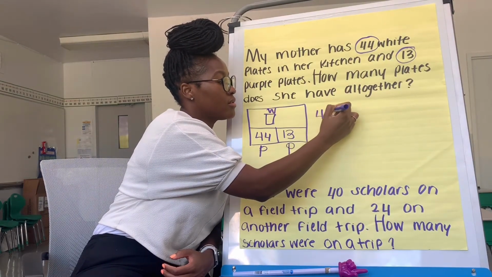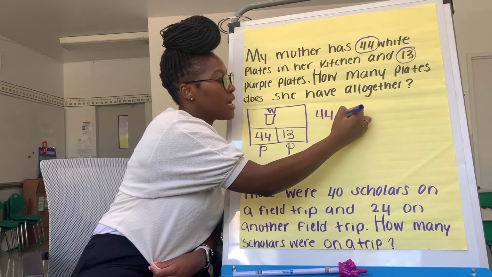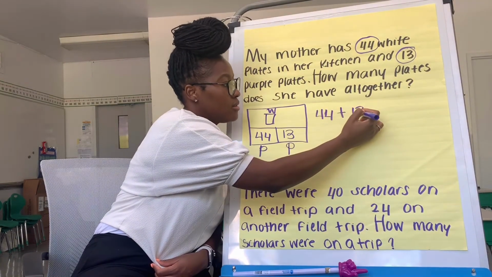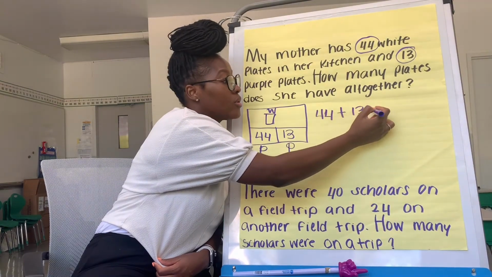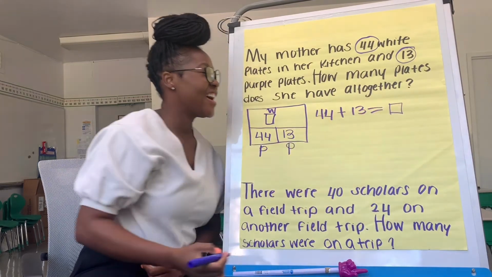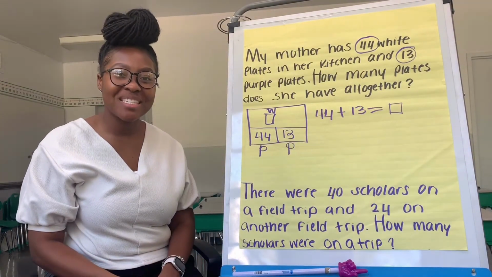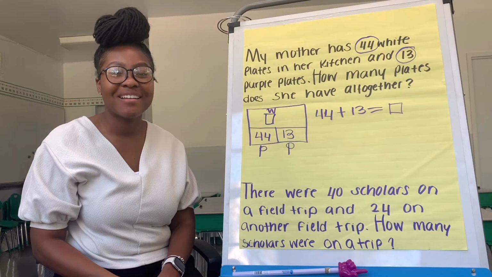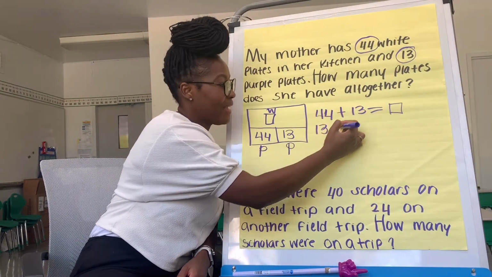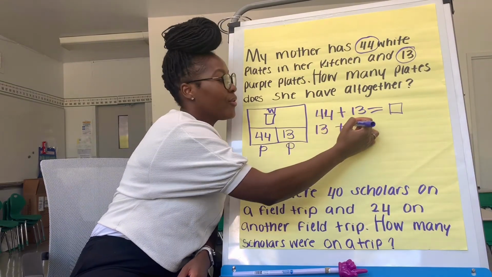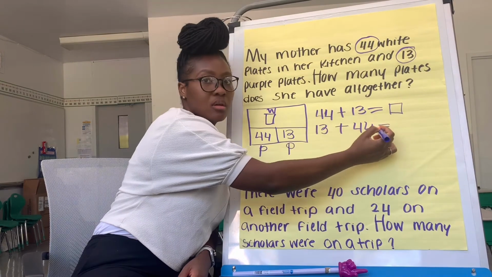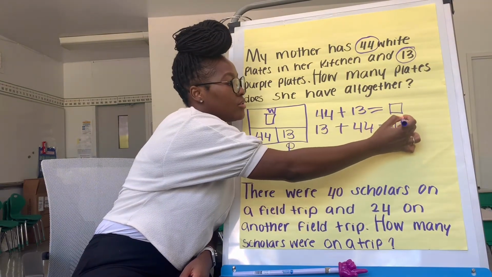44 plus 13 equals unknown. Yes, equals unknown. Is there another way I can write this number sentence? What is that? Yes, 13 plus 44 equals, yes, unknown.